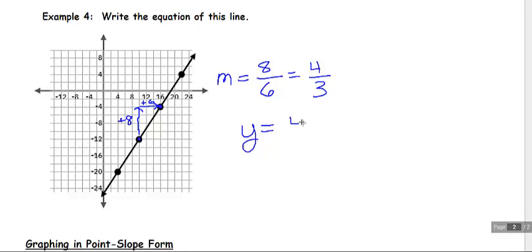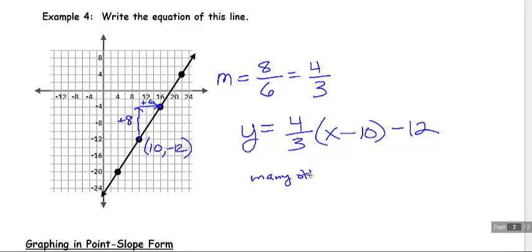Y equals 4/3. Pick a point, any point, I don't care. I'm going to go with this point right here. This point was at (10, -12). So I'm going to write x minus 10, because it was a positive 10, minus 12 at the end. This is one possible answer. There could be many other answers, right? Let's just make a note of that.